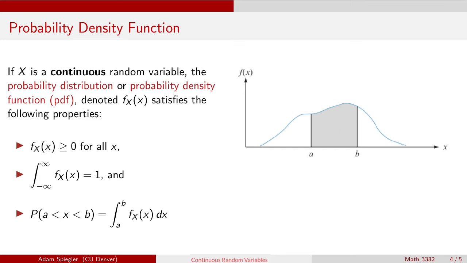So when we calculate probabilities for a continuous random variable using a probability density function, we're going to want to calculate areas underneath that curve, which might require us to use integrals.